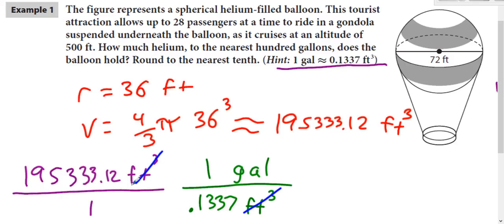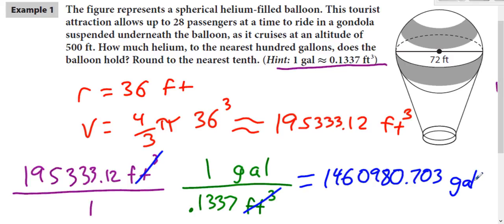We're dividing our 195,333 divided by 0.1337. It's going to get larger. You get 1,460,980.703, and that's now how many gallons of helium it holds.